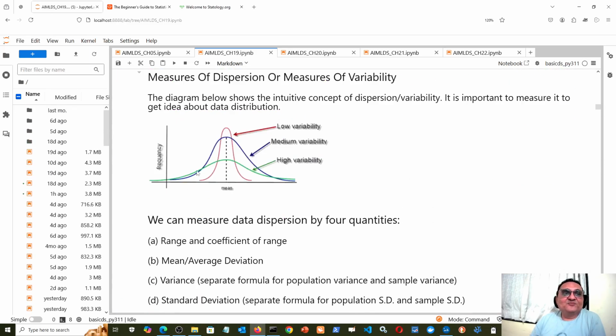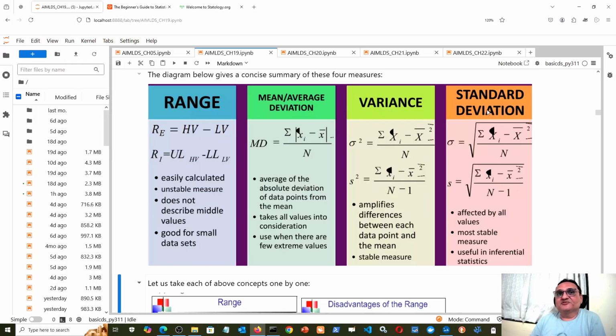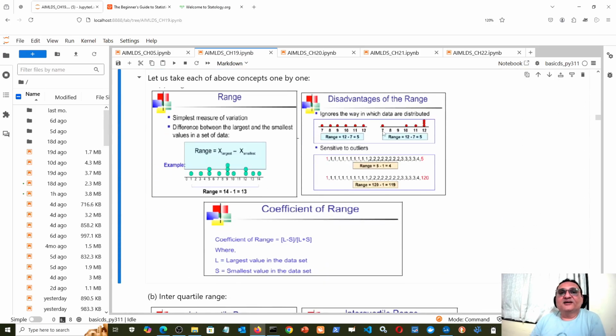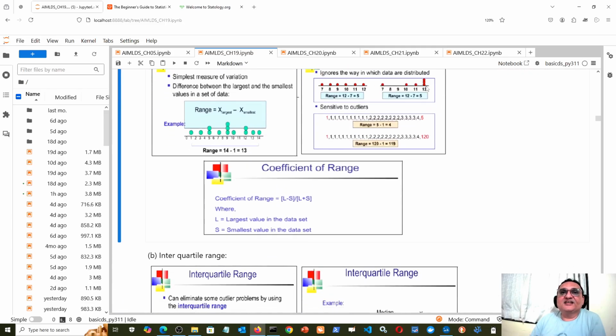Just like I said earlier that all three graphs have the same median, same mode, and same mean. So that means the measures of central tendency are the same, but the graphs are not the same. So we need something more apart from measures of central tendency, and therefore we defined these measures of dispersion. Among those, range alone is not enough, because range ignores the way in which data is distributed.